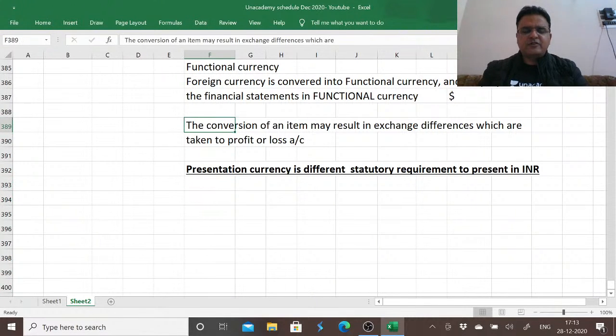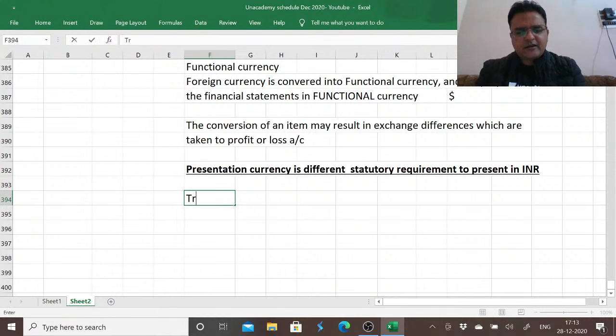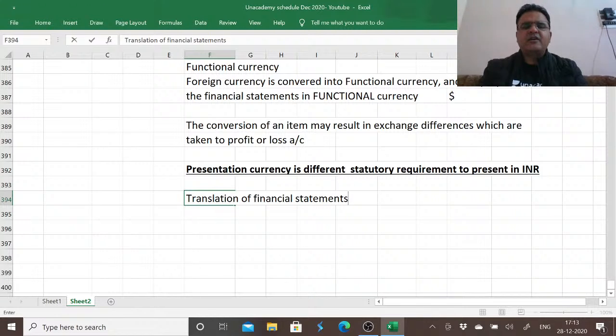If you notice, I used the word conversion of an item. Here it is translation of financial statements. So there is a difference between conversion of an item and translation of financial statements. Here we are converting the entire prepared financial statements, which is balance sheet, P&L, cash flow statement, changes in equity. We'll be converting the financials into a different presentation currency, which is INR.